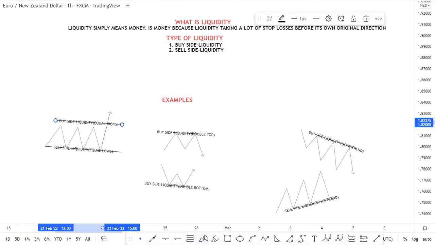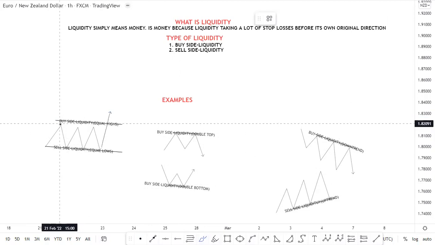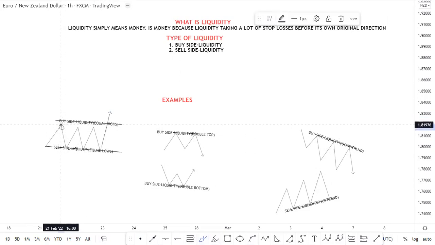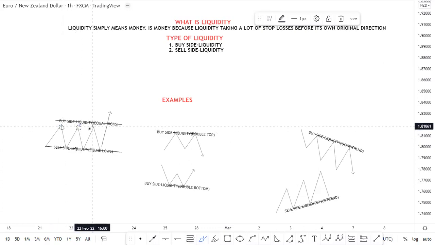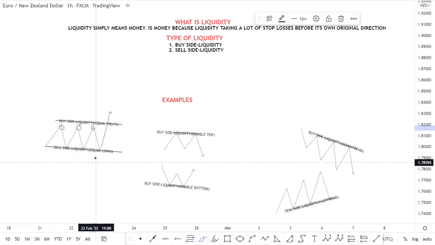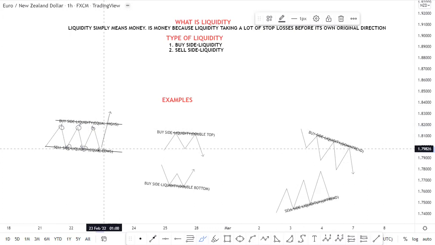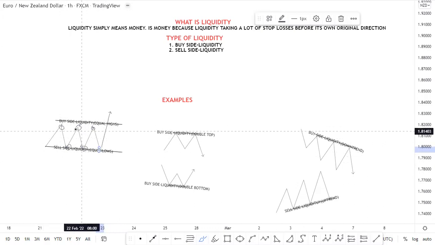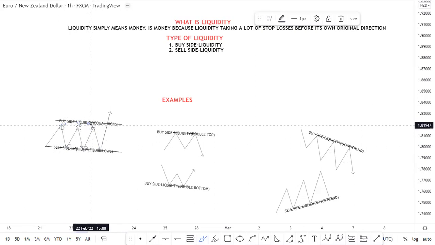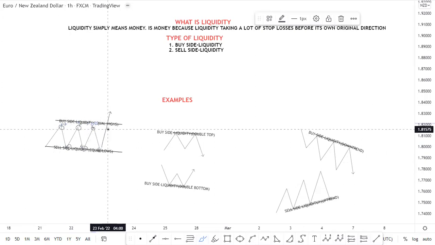They are selling around this area, right? They will take a sell trade around here, they will sell here, and they will buy here. Hope you are getting me. So if they sell here, their stop loss is above their zones here.